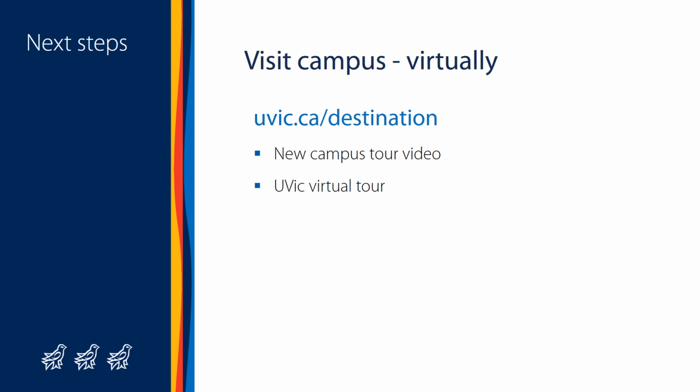So here are a couple of options for checking out the campus virtually. There's a new campus tour video that was released in May of 2020 that I would encourage you to check out. It's led by two current UVic student tour guides. There's also a virtual tour available at this link that you can click through and check out different areas of campus at your own pace. So either of these options would be a great opportunity to explore what the University of Victoria campus looks like.